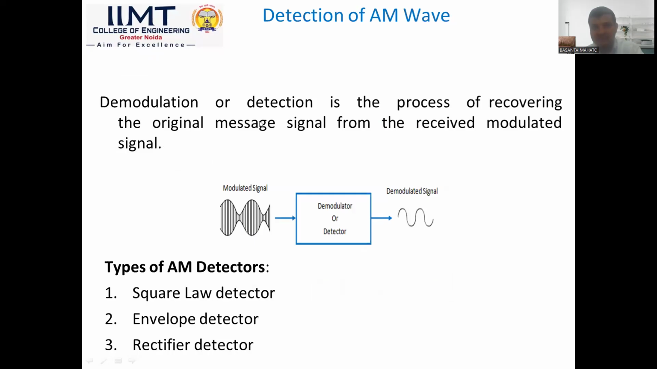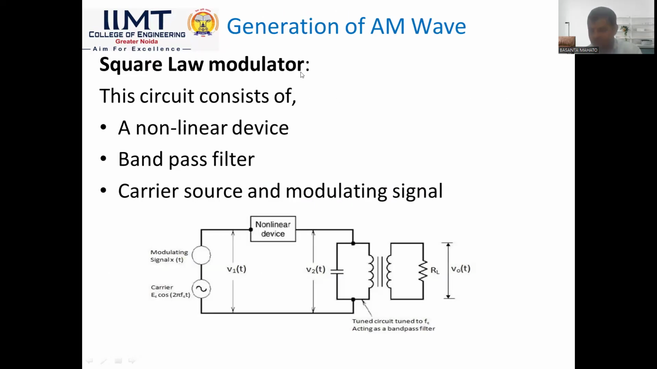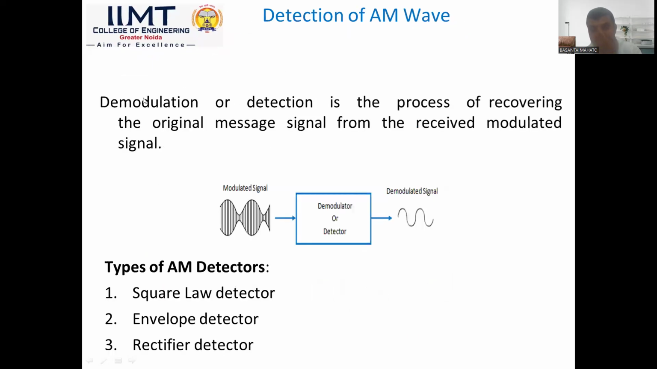Demodulation, or detection, is the process of recovering the original signal. In the previous case we talked about the modulator, which modulates the signal, and through the output it is transmitted. But in the demodulator case, the detector receives the modulated signal. The modulated signal is passed to the detector, and after detection it recovers the original signal. So how many AM detectors are there for demodulation? One is called the square law detector, then the envelope detector, and the rectifier detector.